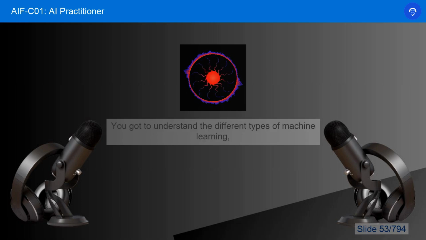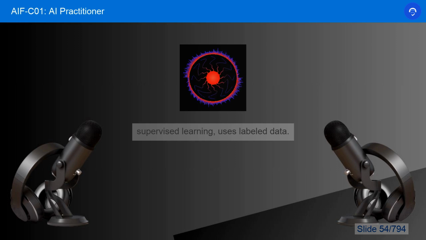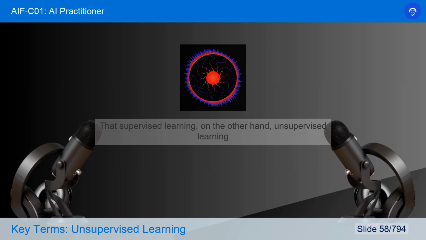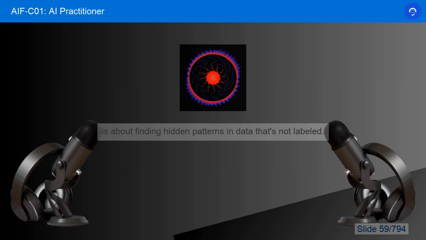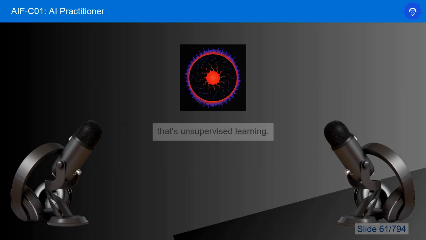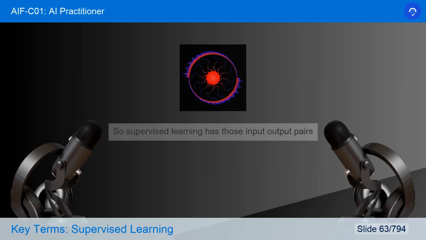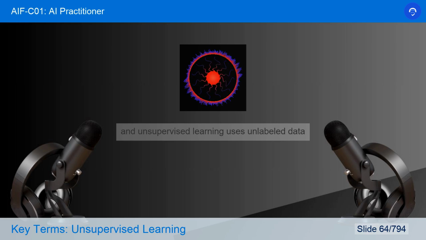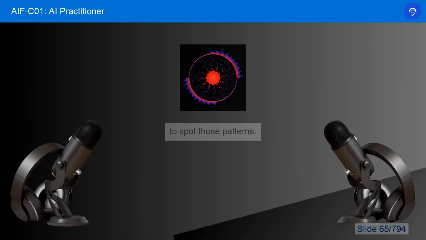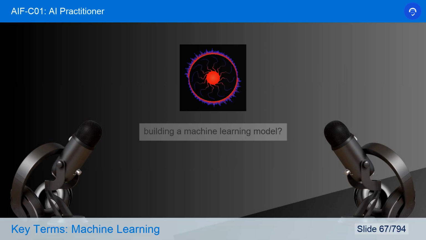You've got to understand the different types of machine learning. Supervised learning uses labeled data. It's kind of like having a teacher guiding you along. Imagine you're trying to predict house prices based on things like size and location. That's supervised learning. On the other hand, unsupervised learning is about finding hidden patterns in data that's not labeled. Think about grouping customers based on what they buy. That's unsupervised learning. Interesting. So supervised learning has those input-output pairs, and unsupervised learning uses unlabeled data to spot those patterns. What about the steps involved in actually building a machine learning model?